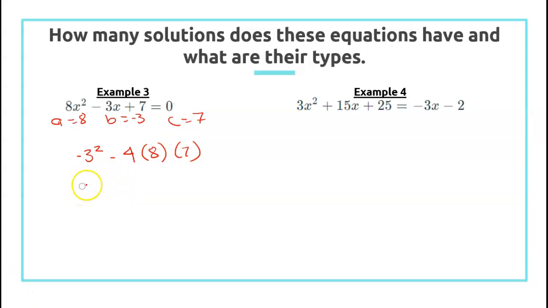Negative 3 squared is going to give me 9. 9 minus 4 times 8 times 7, which is 224, is going to give me a negative 215. And because it is negative, we know that there are 0 real solutions and 2 imaginary.